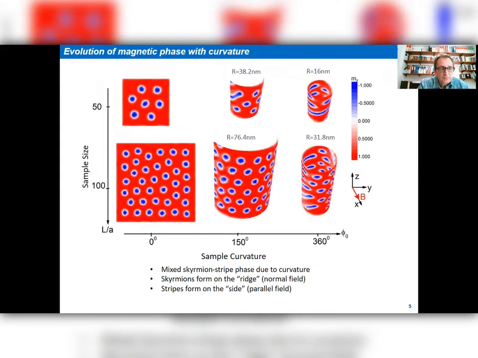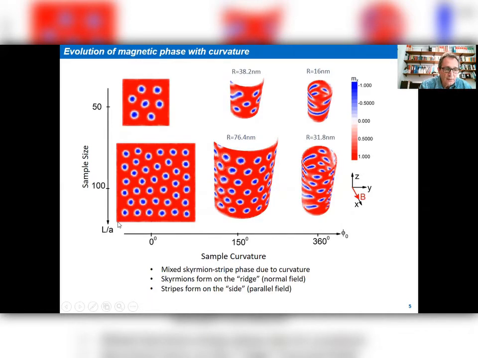So here are some typical first results from the study of samples of different sizes. What we see in these color maps is the projection of the local magnetization along the field axis. We present here two different samples, one with a small width and one with a big width. When we start with a small sample and wrap it around the cylinder, we observe that the skyrmions on the sides become elongated, and when a nanotube is formed, the skyrmions disappear, cannot be supported on this small nanotube, and only stripes exist.